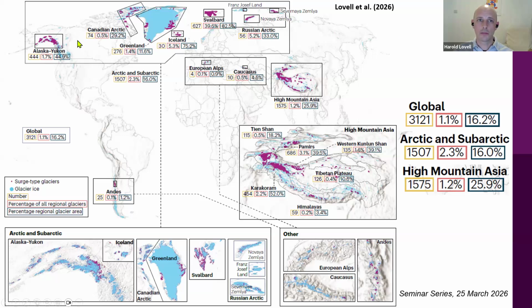Our main two sub-regions, if you like, are what we might call the Arctic and subarctic cluster. We've got Alaska, Yukon, Canadian Arctic, Greenland, Iceland, Svalbard, and Russian Arctic. And then, of course, our High Mountain Asia cluster. And these two are broadly split 50-50 in terms of where most of the surge-type glaciers are found. In High Mountain Asia, all the way from Tian Shan in the north, the Pamirs, Karakoram, Himalayas, Tibetan Plateau, and Western Kunlun Shan are our main subclusters. And then we've got a few other scattered categories, the largest of which is those in the Andes, and Daniel Falaschi has been doing some great work on those surge-type glaciers in the Andes.